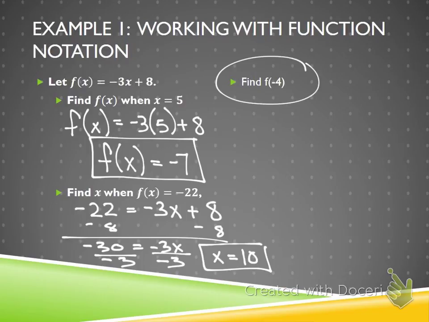Find f of negative 4. So when we're finding f of negative 4, our initial thought is to plug in negative 4 right here into the first x, but that's not what we do. Because remember, this is one term. This is f of x. That's one term. We don't plug it in there. We plug it in here, always, okay? So find f of negative 4. I substitute negative 4 in for the x next to negative 3, and I solve. Go ahead and do that. Go ahead and solve.